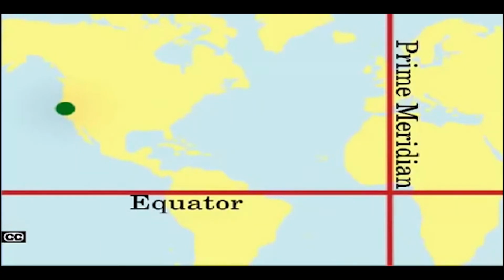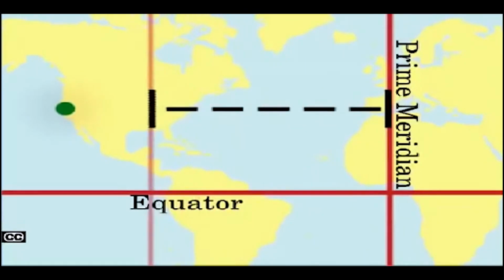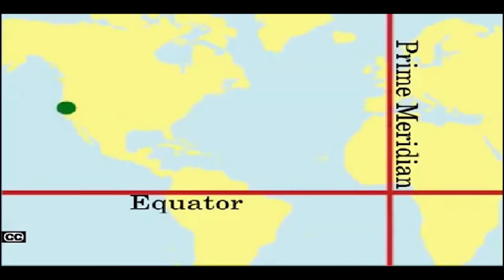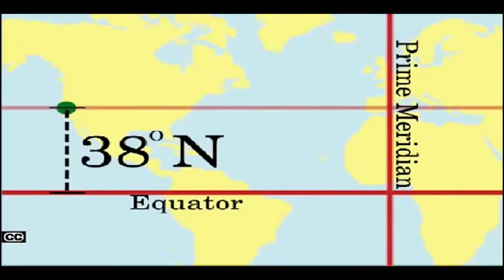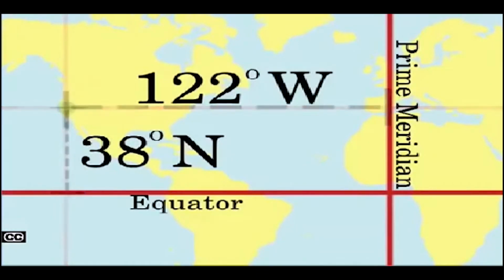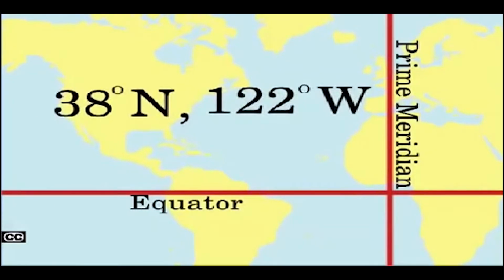Next, we'll find its longitude. There's the prime meridian, and there's San Francisco. What's its longitude? If you said 122 degrees west of the prime meridian, you're right. Now, let's put San Francisco's latitude and longitude together. If its latitude is 38 degrees north of the equator, and its longitude is about 122 degrees west of the prime meridian, its absolute location is 38 degrees north, 122 degrees west.